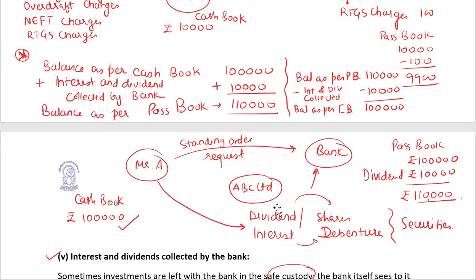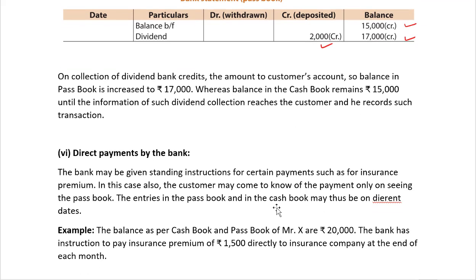Let's continue. Just complete these 3 lines. On collection of dividend, the bank credits the amount to the customer's account. So the balance in the passbook is increased to 17,000, whereas the balance in the cash book remains only 15,000 until the information of such dividend reaches the customer, and he records such a transaction as well and reconciles his cash book as per the passbook.